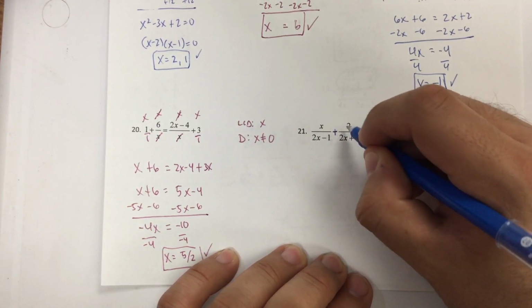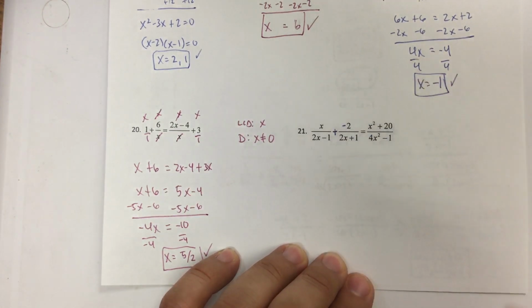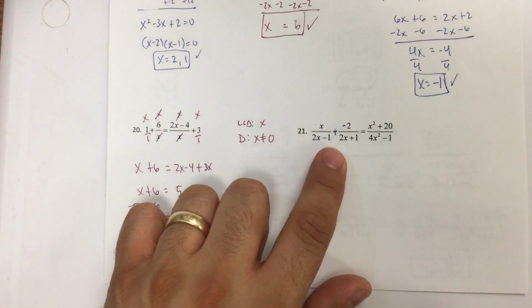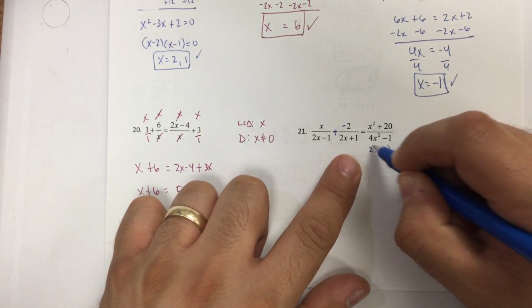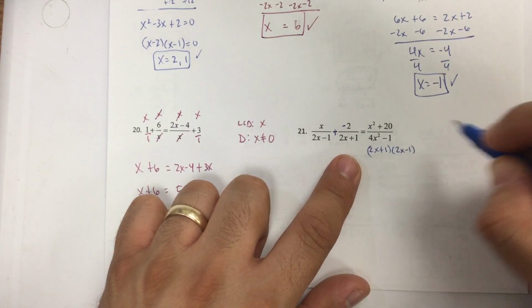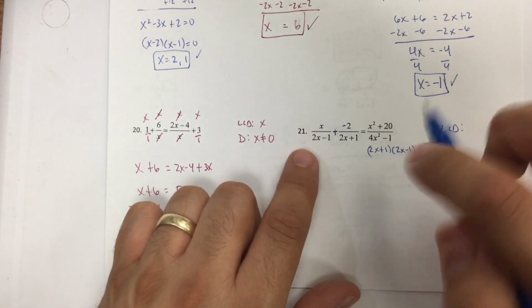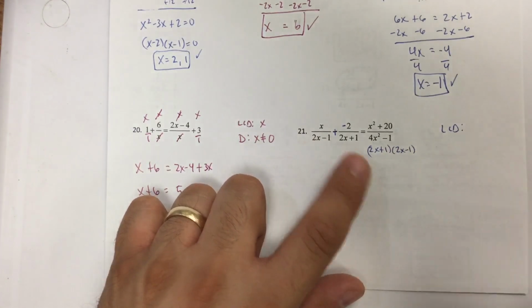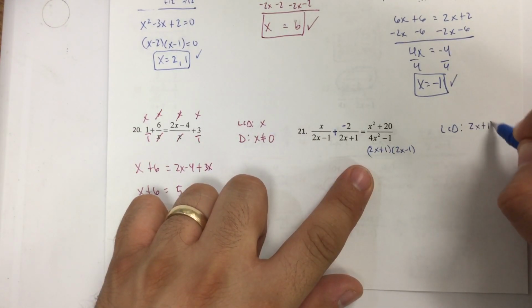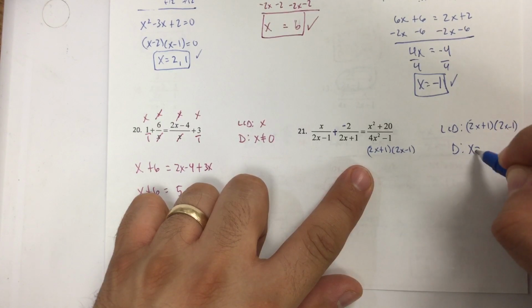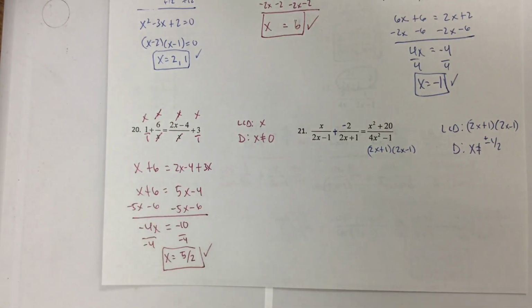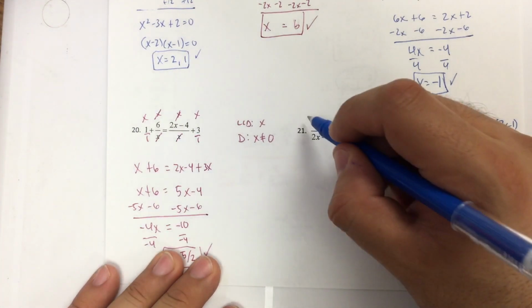I see a minus, so I'm going to switch that to a minus there. Okay, so 2x minus 1, 2x plus 1. This is a difference of two squares, 2x plus 1, 2x minus 1. So for the LCD, I can see 2x plus 1 is the same, and so is 2x minus 1. If you set each one of those equal to 0, x cannot equal negative 1/2 and positive 1/2. All right, so we put that above each one.